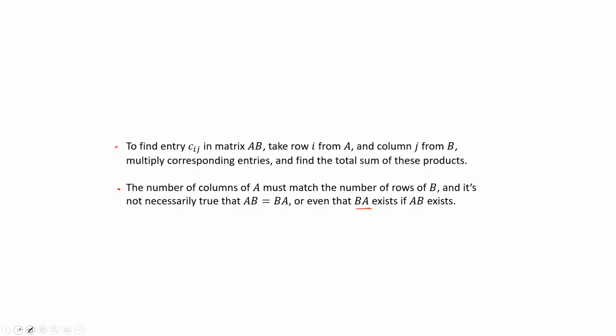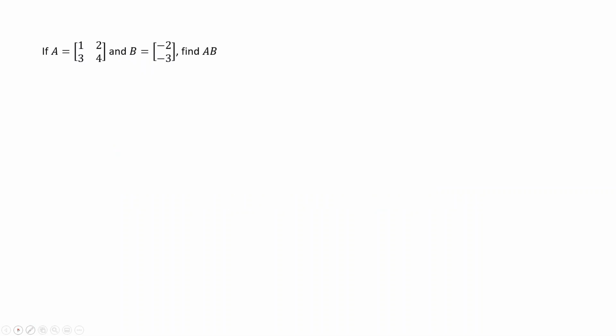Here I've got two matrices, A and B, and our job is to find A times B. Let's write down the dimensions of A and B. Matrix A has dimensions 2 rows by 2 columns. Matrix B has dimensions 2 rows by 1 column. Remember, our condition is that the number of columns of A must match the number of rows of B. Those two numbers are equal, therefore we are able to find the product AB.